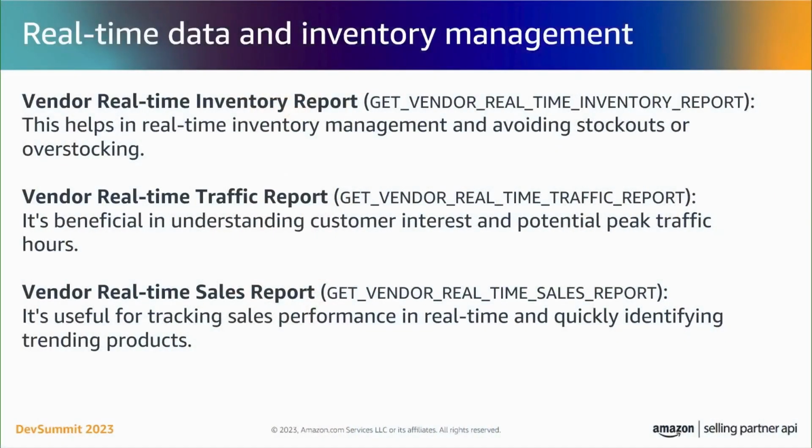Our next bucket here is real-time data and inventory management. We have our three vendor reports, which are the real-time reports. With the real-time inventory report, you are able to get an hourly aggregation on inventory data at ASIN level. It includes changes due to orders, cancellations, and other activities that may happen during an order lifecycle, which helps you maintain real-time inventory management, but also helps you avoid stockouts or overstocking in this scenario.